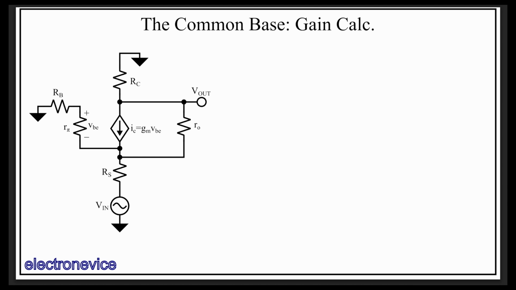Since neither the collector nor the emitter are grounded, we cannot easily combine RO with any other resistance, so we must deal with RO in its awkward position as is. My first thought when looking at this circuit was, how do I begin? We need to get V out in terms of V in, presumably by way of calculating VBE.